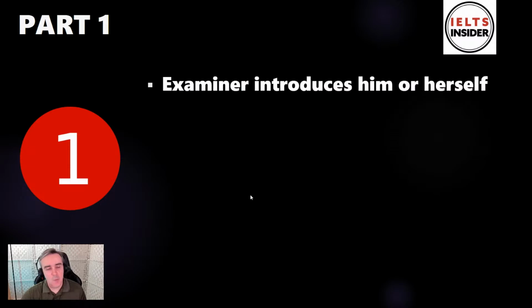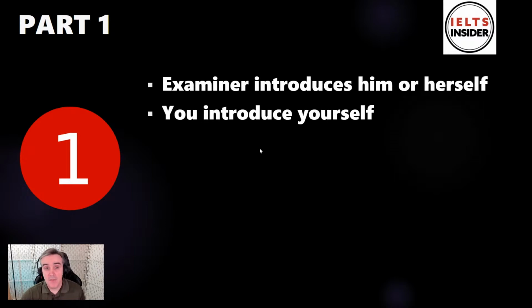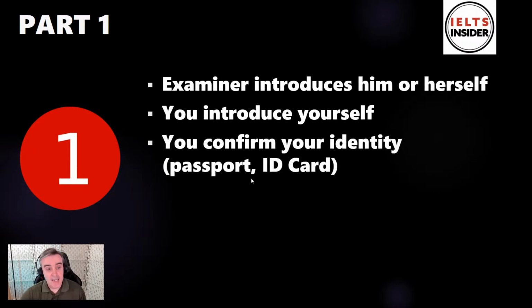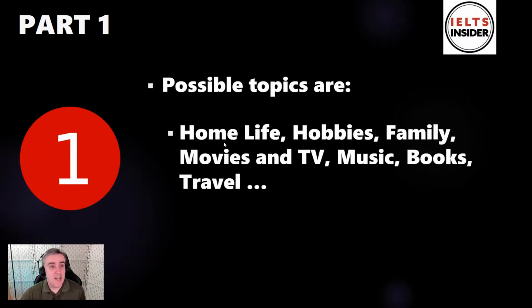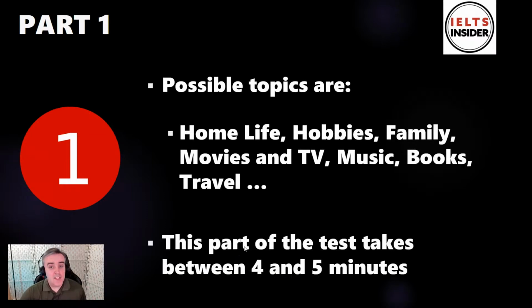And so we're going to start with part 1 of the test. Now, what will happen here in the real test, the examiner will introduce themselves, then you will introduce yourself. You would confirm your identity with a passport or ID card, and then you will answer a series of interview-style questions. And there'll be 2 topics here, and they'll be everyday kind of topics. So the types of topics will be things like home life, hobbies, family, movies, and so on. So this part of the test takes between 4 and 5 minutes.